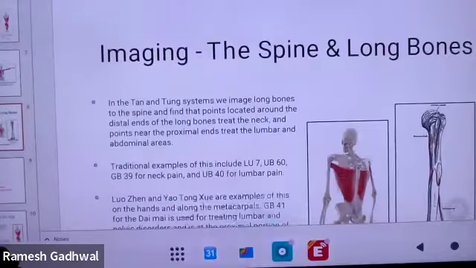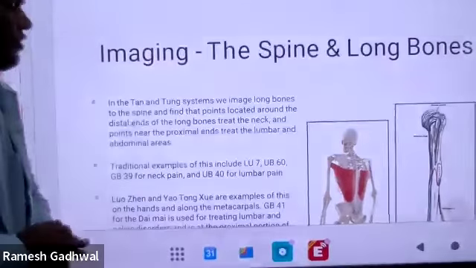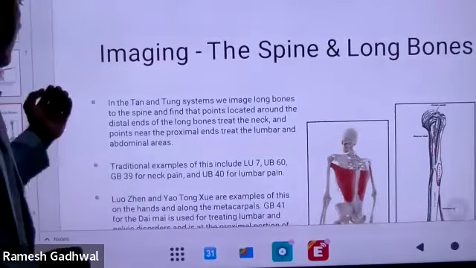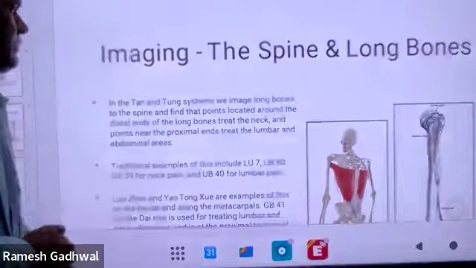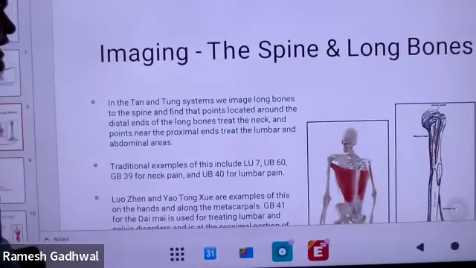Imaging the spine and long bones. In the Tan system, we image long bones to the spine and find that points located around the distal ends of the long bones treat the neck, and points near the proximal end treat the lumbar and abdominal area.